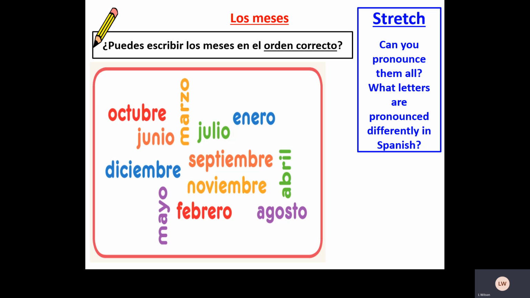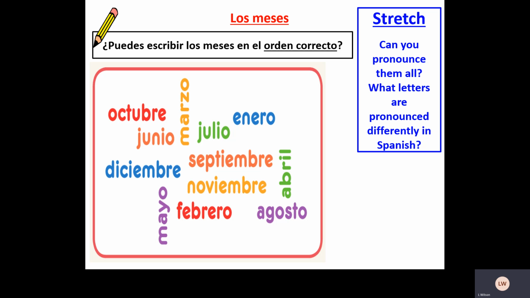Right, so if you can see February, write down the Spanish for February and then see if you can do March. And then see if you can do April and so on. So see if you've got an order of months in the year in Spanish. 5 minutos. Terminado? Vamos a hacer las respuestas.